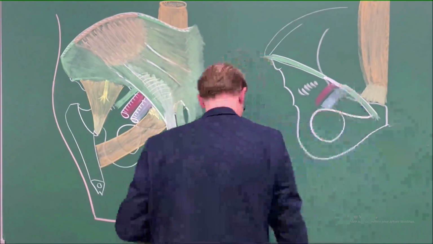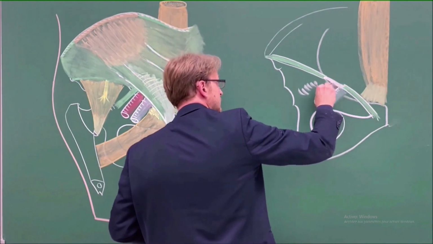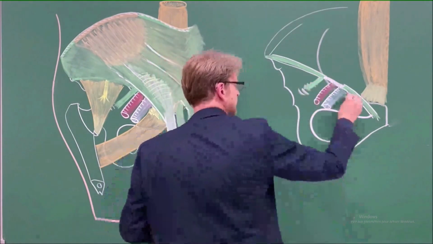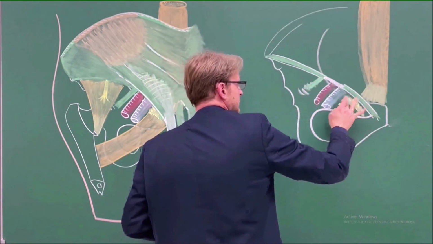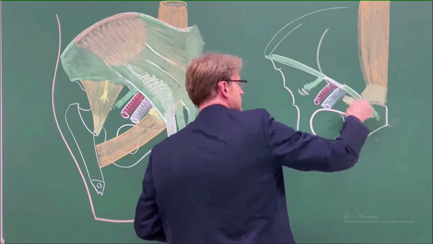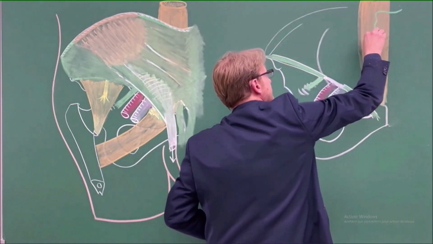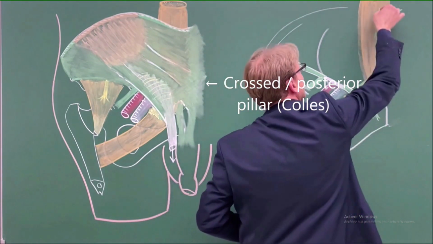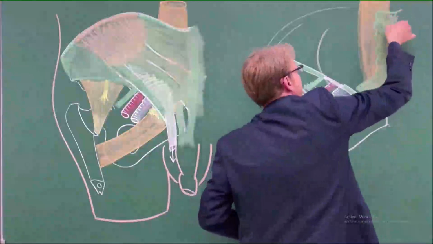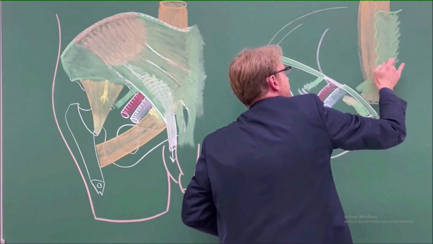Once again, the vessels, femoral artery and femoral vein. Iliopubic ligament, Cooper ligament, lacunar ligament of Gimbernat just here. And we will draw again the external oblique muscle with the posterior pillar of Colles, and this external oblique muscle will be cut just here when it forms the anterior rectus sheath.